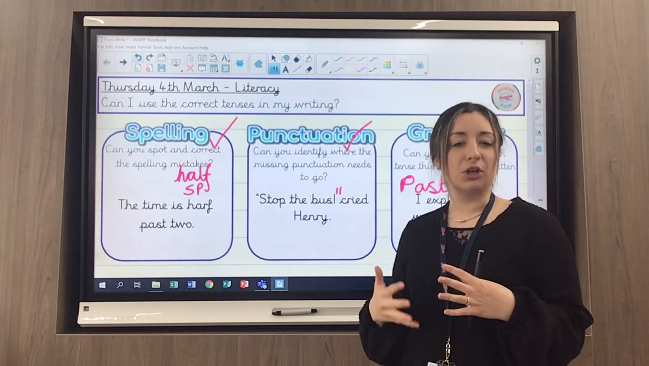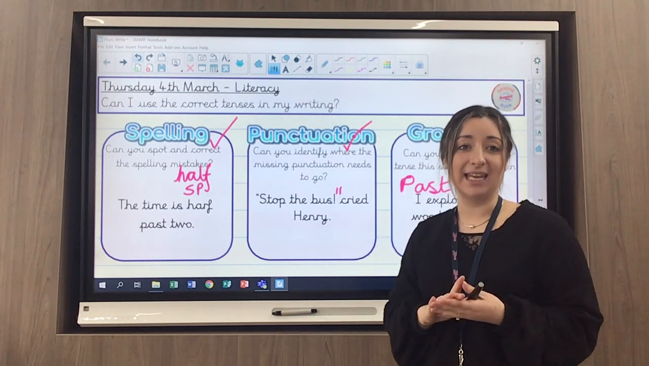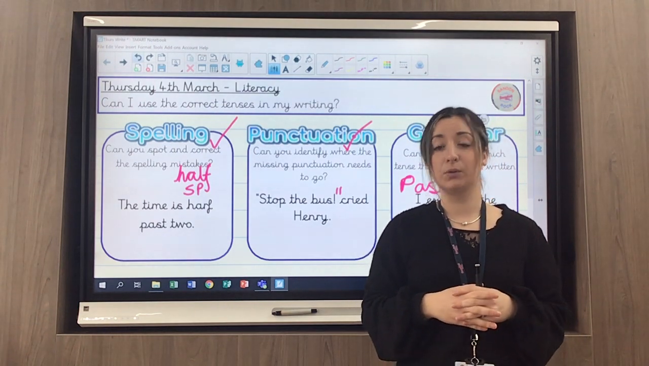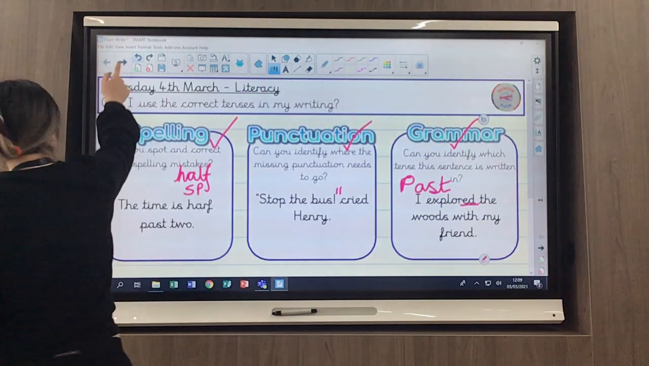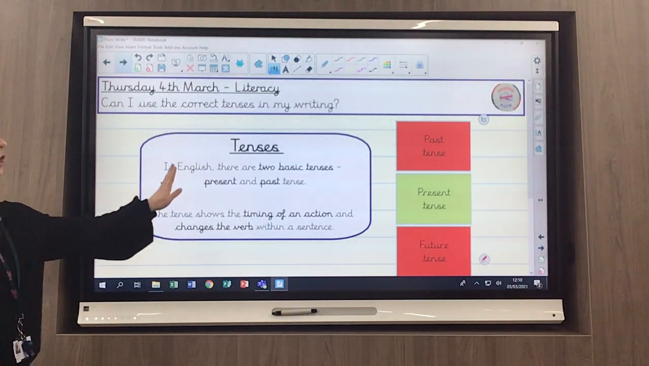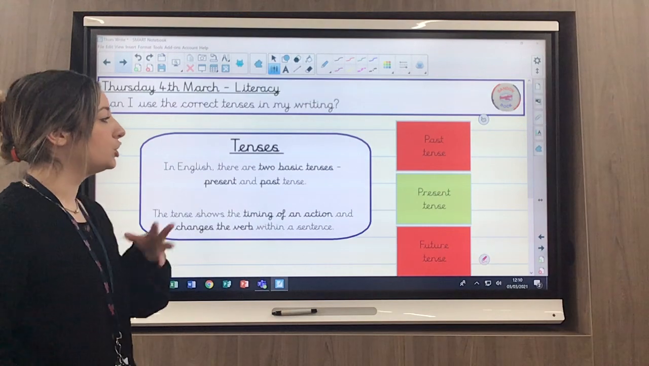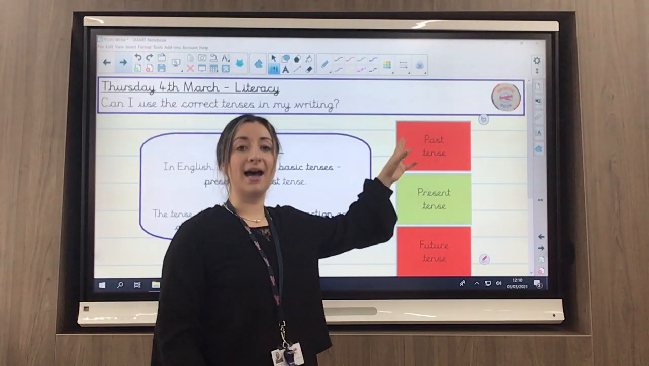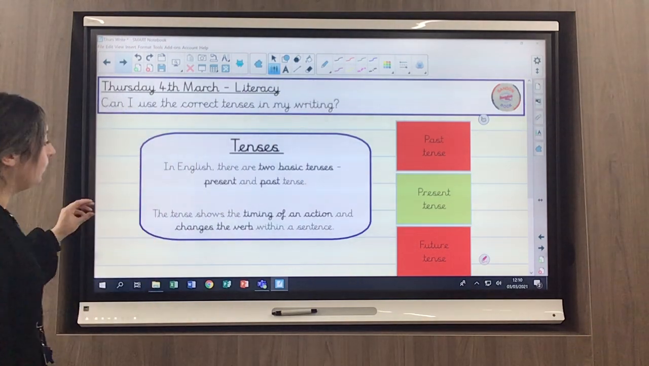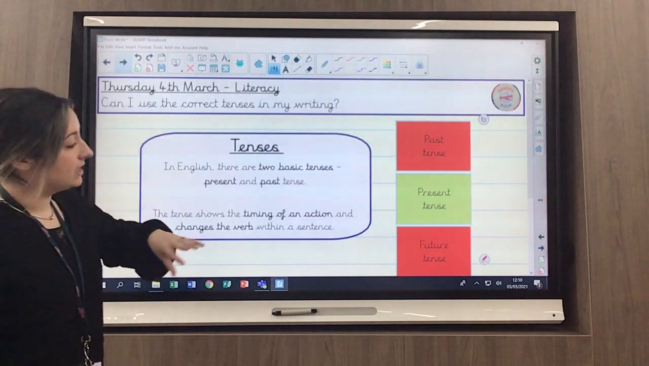And we don't use the correct tense, and that's grammatically incorrect. So that's what we're going to be looking at today in our books. Now, when we talk about tenses, in English there are 2 basic tenses. So the 2 basic tenses are past and present tense. Okay? And then we've got other tenses, which is future tense.